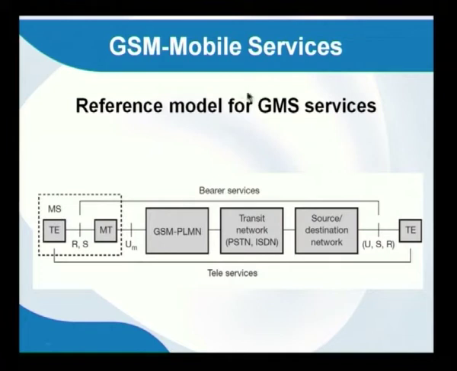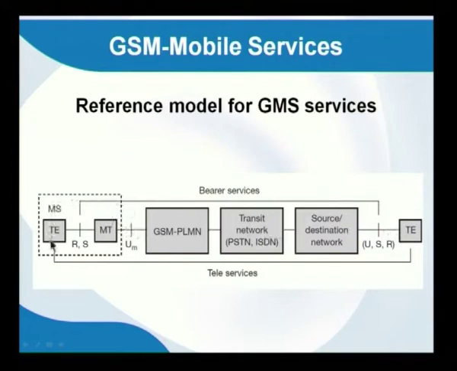First, the mobile station is connected with the GSM PLMN network. The GSM PLMN network is connected with the transit network, which is a mandatory network, or we can say an existing network, already deployed. And obviously we need the source and destination network, so that the other users with whom we want to communicate are connected to the source and destination network, and obviously they have their own terminal equipment. Terminal equipment is nothing but the mobile kit of the users.